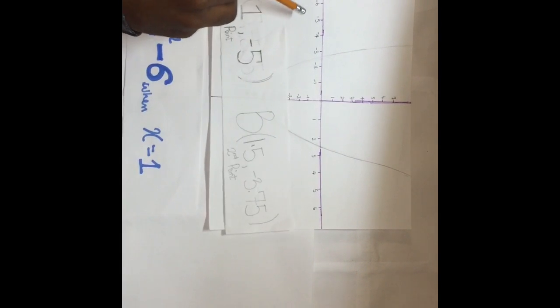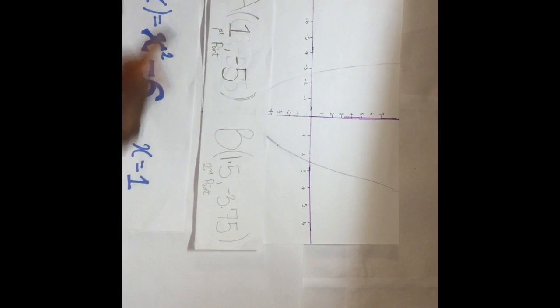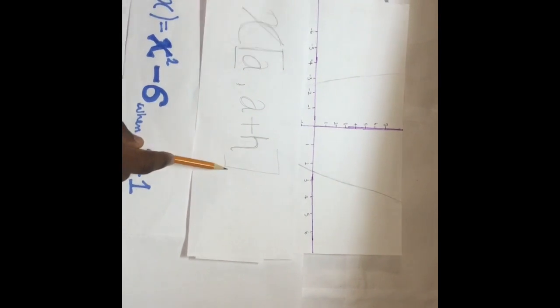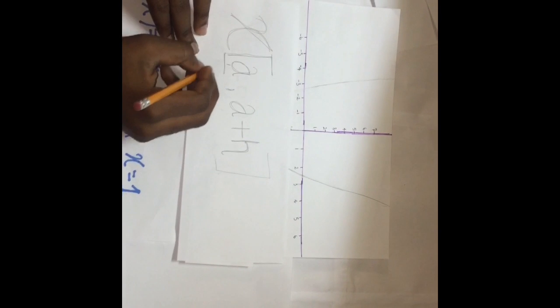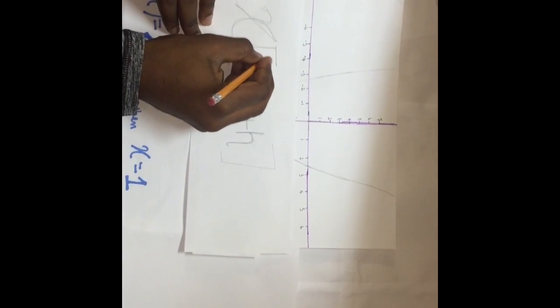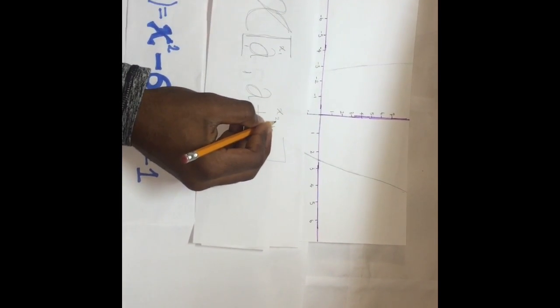This first point is from when x is equal to 1, and this is the first point. You can see first point. And then for my second point, I used this formula to get my second point. So this A is like my first point, and this is my second point. So this is like x1, and this is like x2.